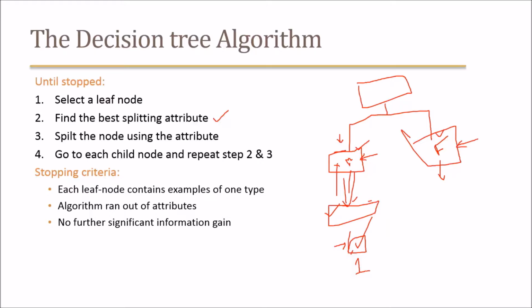So each node contains examples of one type, or the algorithm runs out of attributes, there are no further attributes, or there is no further significant information gain, then we can stop the decision tree algorithm. So that is the overall decision tree algorithm, which is used for customer segmentation. We take the overall population and divide it into segments.